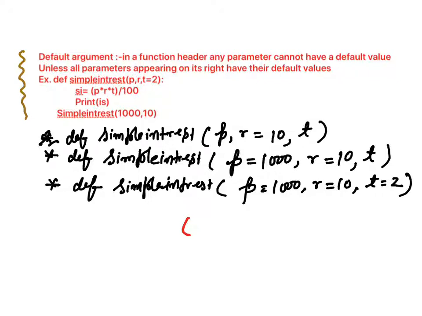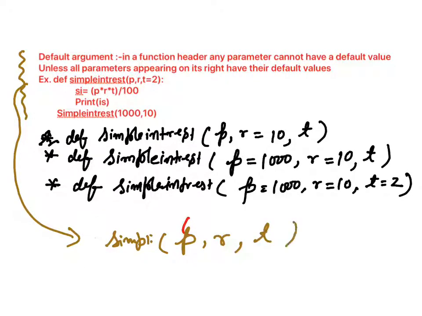What it actually means, if you see here, I have defined this function. What is that? Simple interest. In this one, I have written principal, rate, and time, PRT. And at the last one, for the time, I have given the value 2.